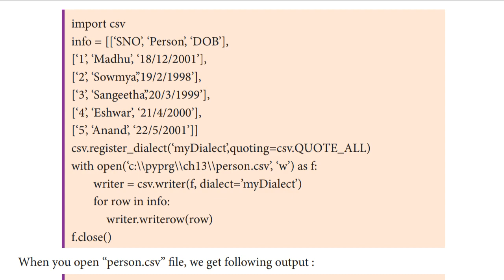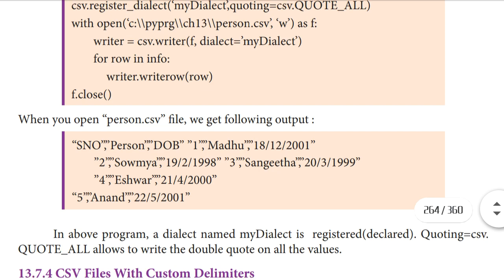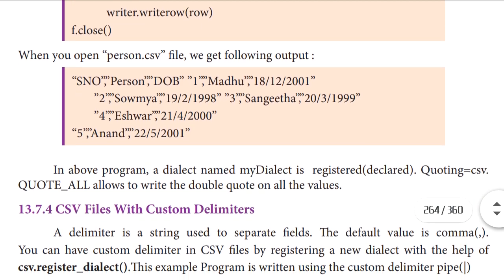So what are we doing here, using csv.writer we apply that dialect. For row in info, where info means the list, writer.writerow(row). Here we are adding double quotations in all the rows. So when we execute this program, the output looks like this. If you see each data, all the data are mentioned within double quotation.